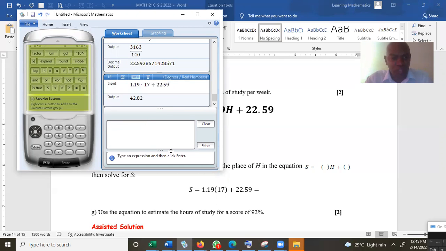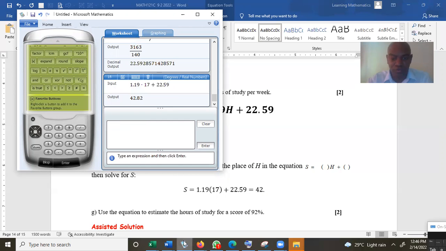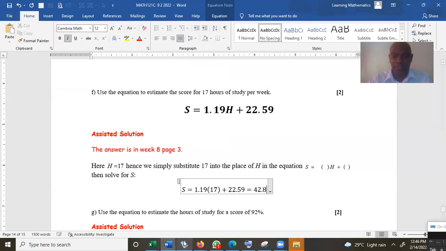So if you study for 17 hours, most likely your score will be in the region of, that doesn't mean you're going to get exactly 42.82, but that will give you an idea as to your anticipated score if you study for 17 hours according to this formula. Okay, according to this data.